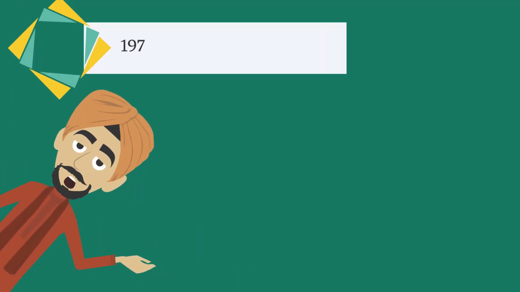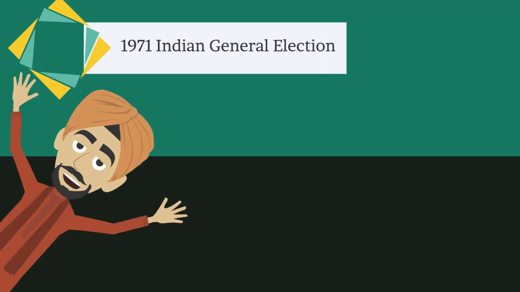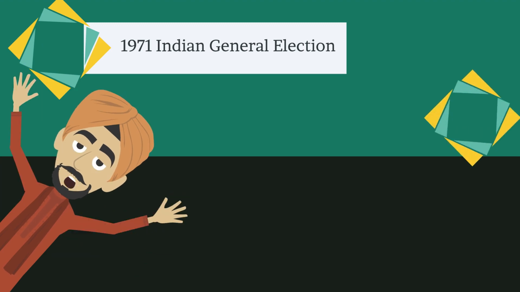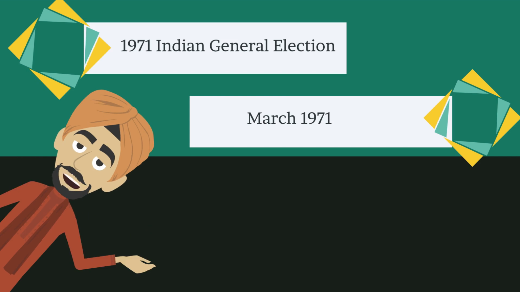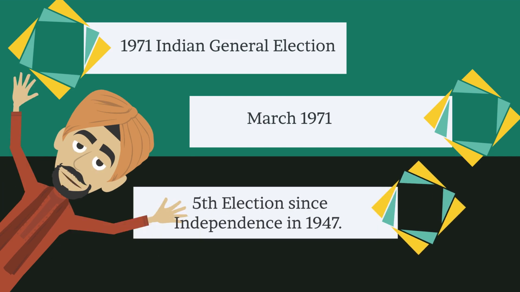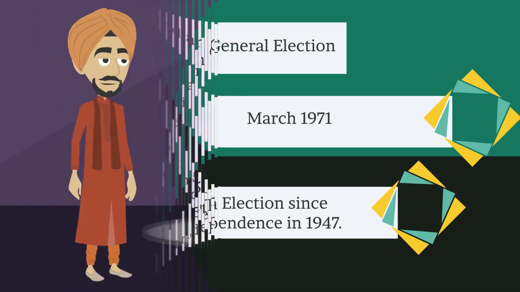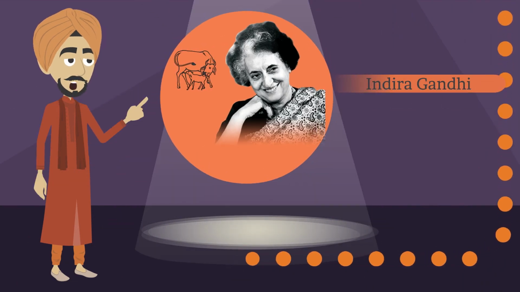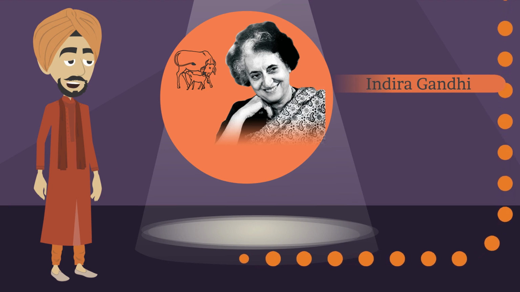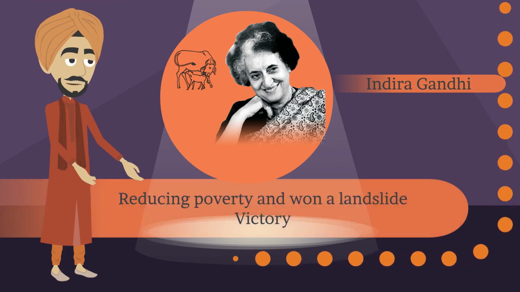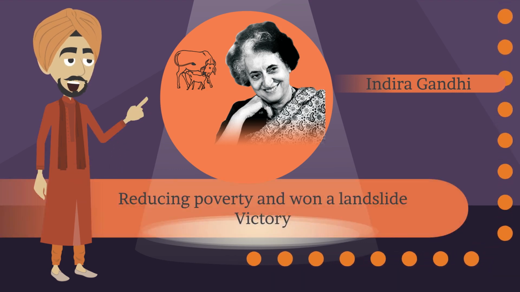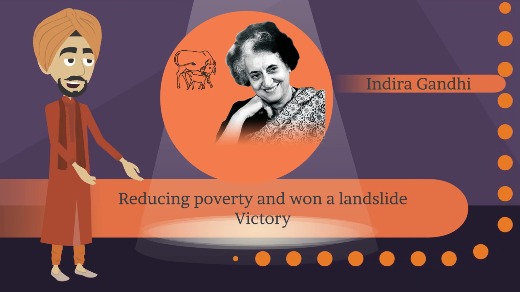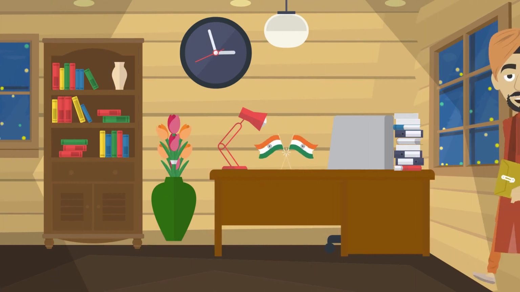The 1971 Indian General Election. India held general elections to the 5th Lok Sabha in March 1971. This was the 5th election since independence. Under the leadership of Srimati Indira Gandhi, the Indian National Congress (R) led a campaign which focused on reducing poverty and won a landslide victory, overcoming a split in the party and regaining many of the seats lost in the previous election.